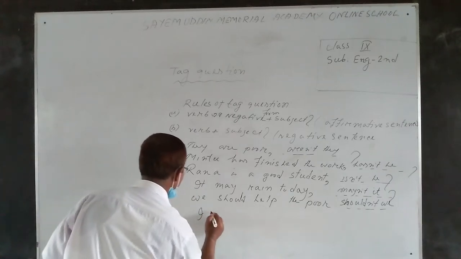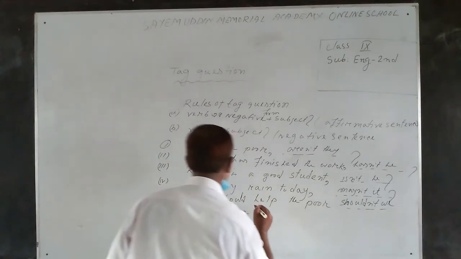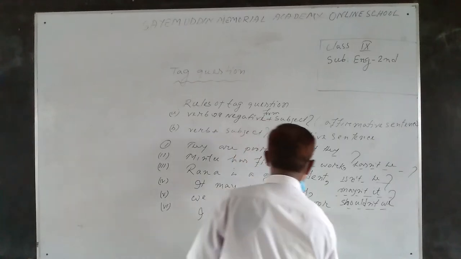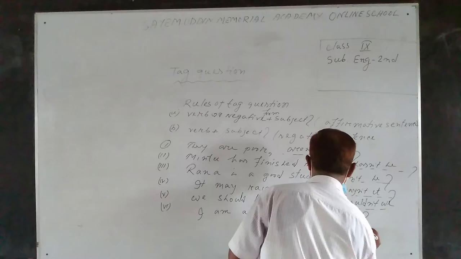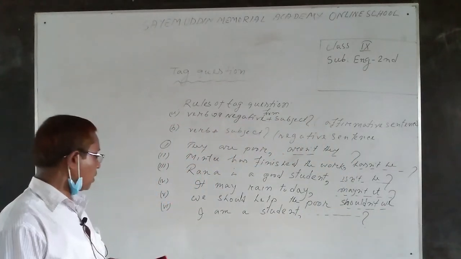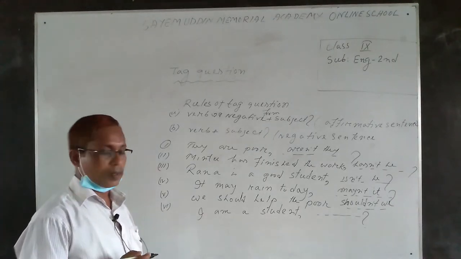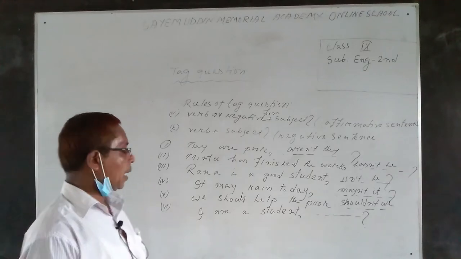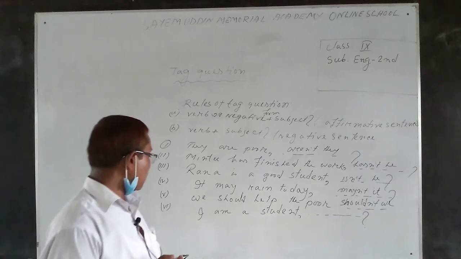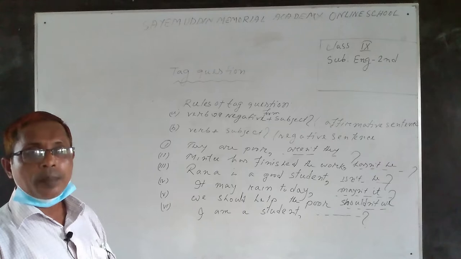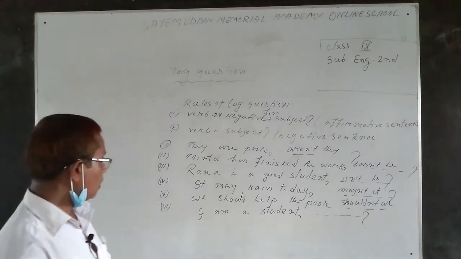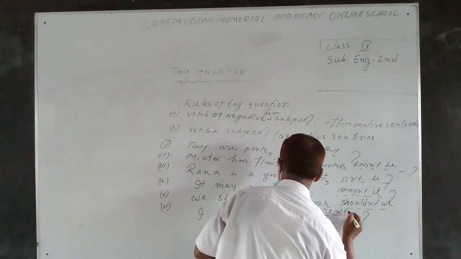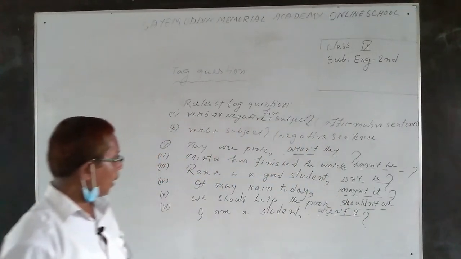I am a student. Dear students, follow number 6. It is a very important sentence. When a sentence has am as a verb and it is an affirmative sentence, at the time of making a tag question, am will be are. Am will be are. So the tag question of the sentence will be: aren't I?